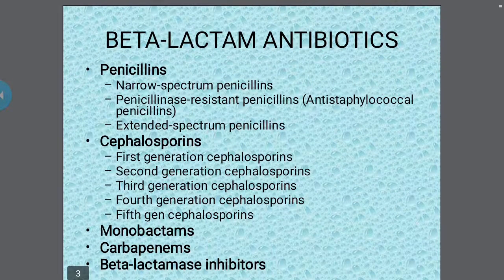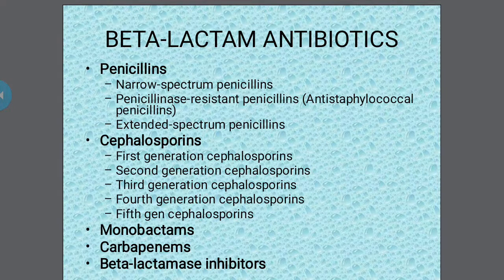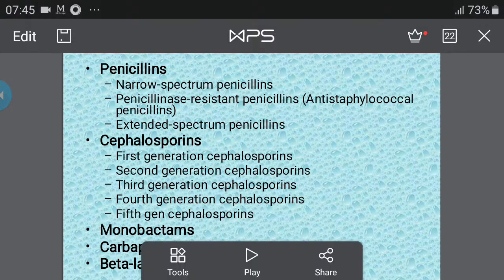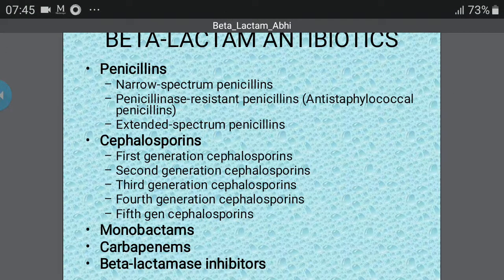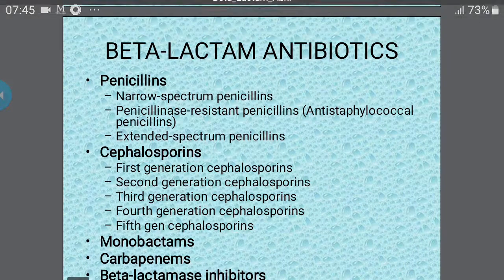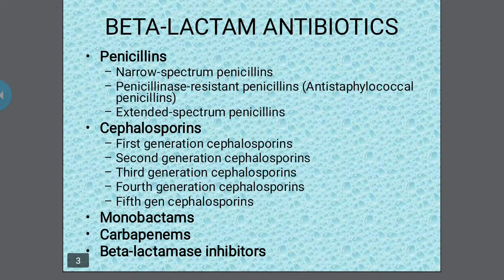So beta-lactam antibiotics, there are 5 drug groups: penicillin, cephalosporin, monobactam, carbapenem and beta-lactamase inhibitors. All of them have a beta-lactam ring in them. Penicillin can be divided into narrow spectrum penicillin, penicillinase-resistant penicillin, that is also called anti-staphylococcal penicillin, and extended spectrum penicillin. So narrow spectrum means the number of bacteria it affects.